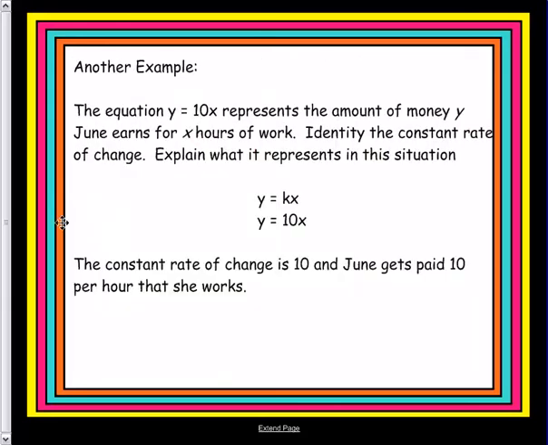The equation y equals 10x represents the amount of money June earns for x hours. Identify the constant rate of change. Explain what it represents in the situation. So if we look back at our equation, it also will tell us what the constant rate of change is. If you're provided with the equation right away, you know that the answer would be 10. So she's going to get paid $10 per hour.